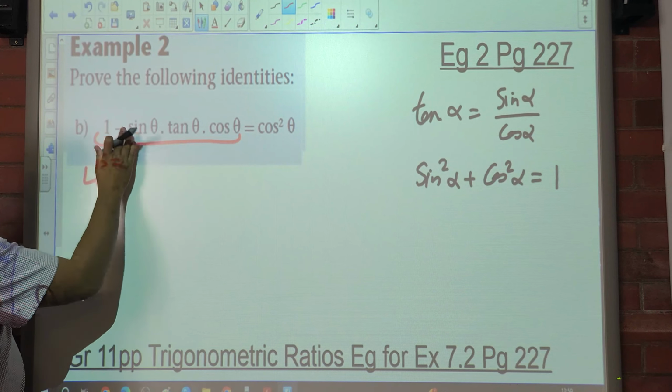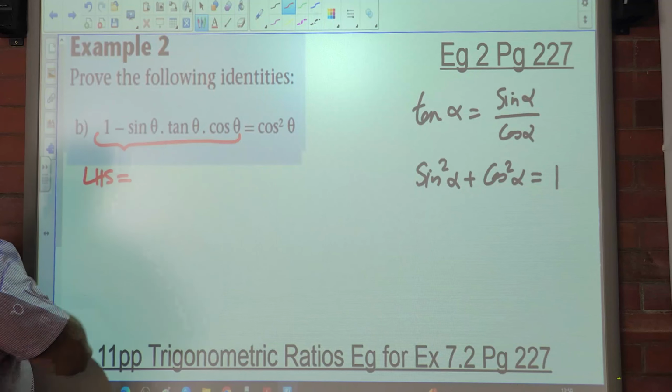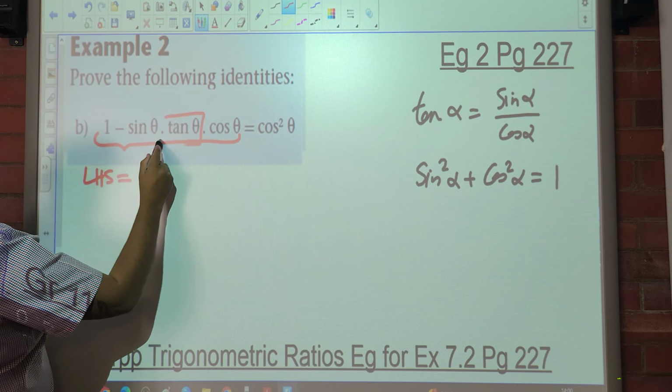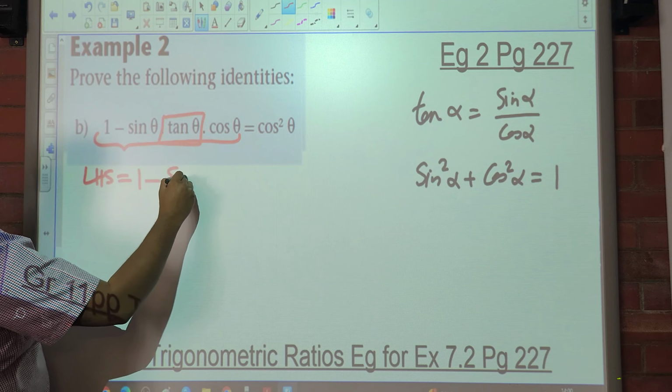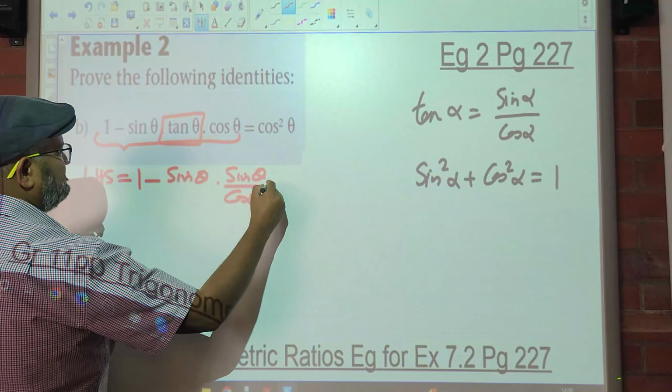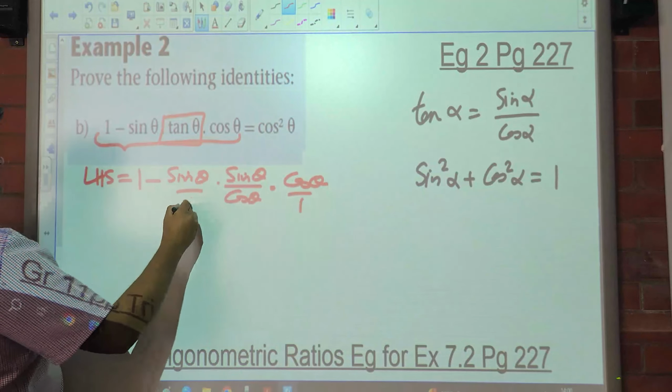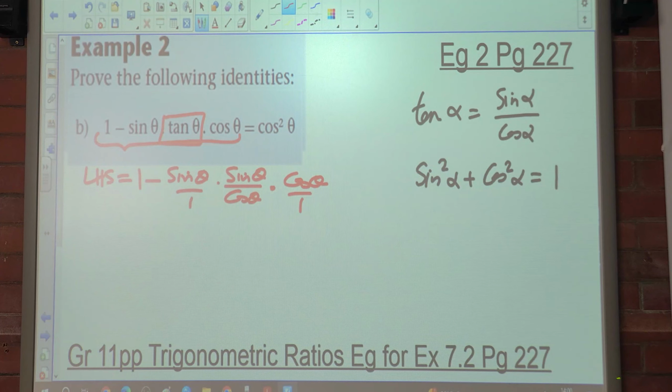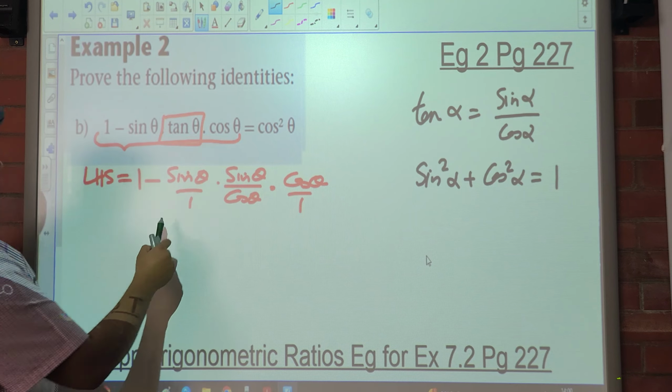So left hand side. What can happen here? What can you change here first? Tan. Alright. Tan can be written as sine theta over cos theta times cos theta over. Now what can I do? How many terms are there? 1, 2. What separates terms? We did this in grade 8. Okay, so there's 2 terms.